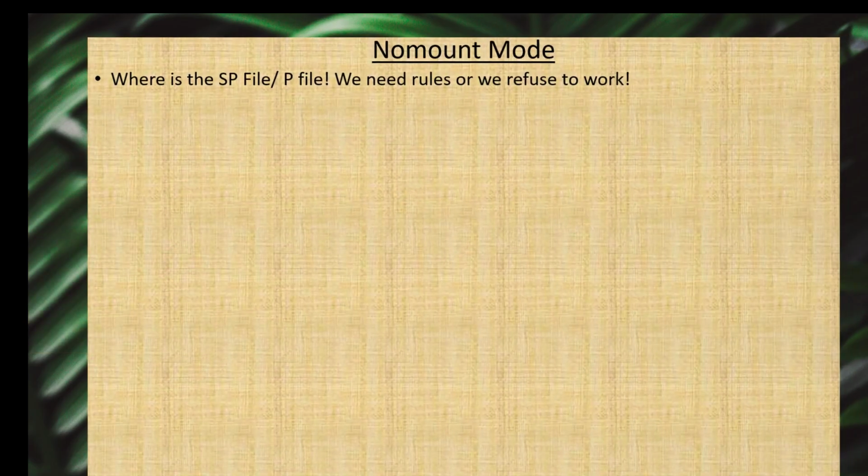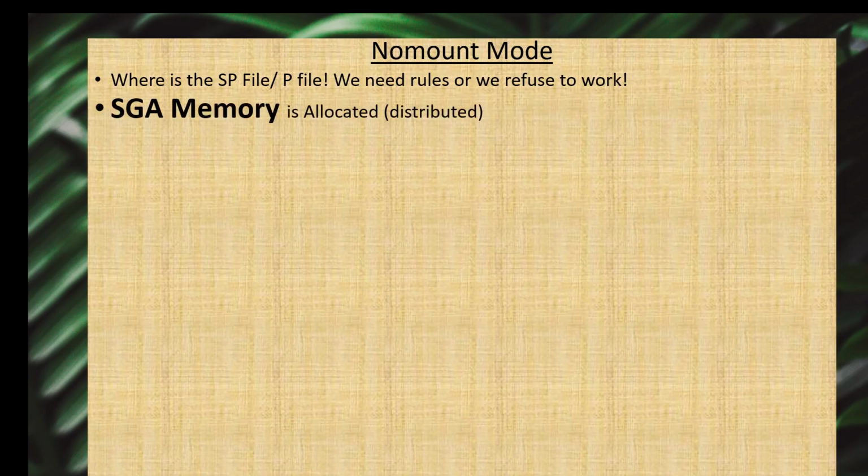The first mode is no mount mode. In no mount mode, Oracle searches for the SP file to determine how the instance is configured once it starts up. Now, this is paramount. Otherwise, if this is not done, the instance will not open, and that is the end goal of where we're trying to get to. The SP file, the server parameter file, stores files that contain the initialization parameters for the instance.